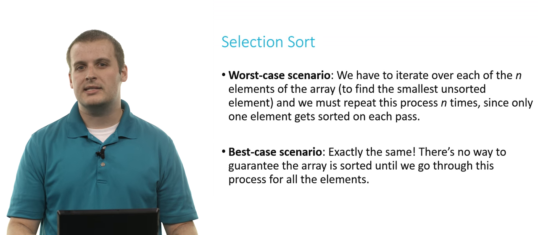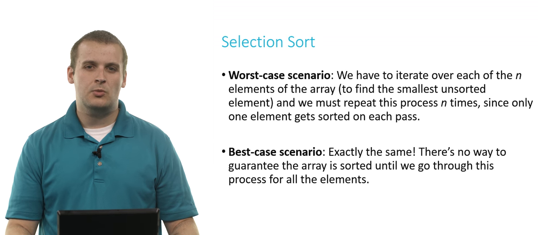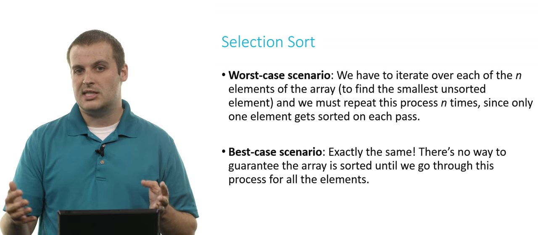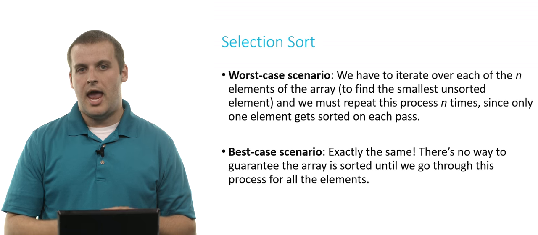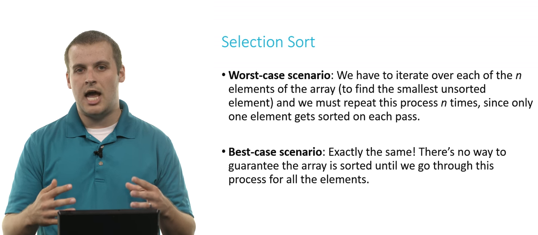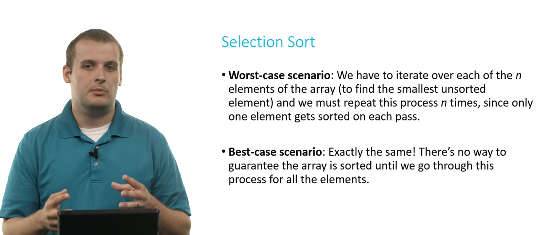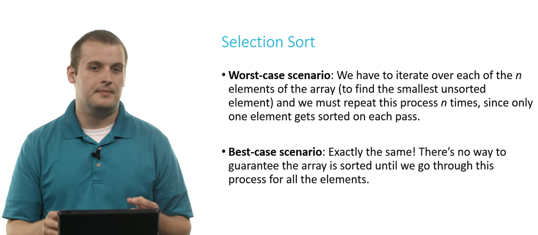So what's the worst case scenario here? Well, in the absolute worst case, we have to look over all of the elements of the array to find the smallest unsorted element, and we have to repeat this process n times, once for each element of the array, because we only, in this algorithm, sort one element at a time.